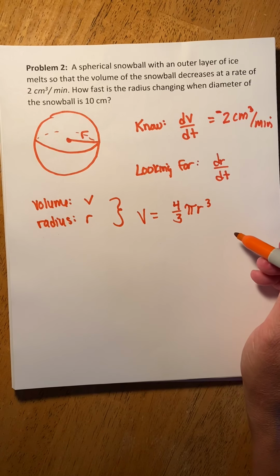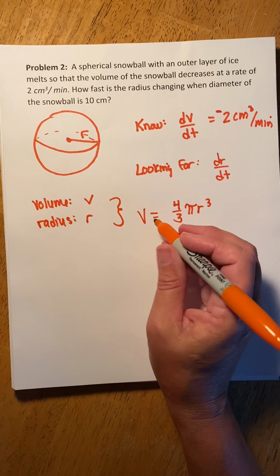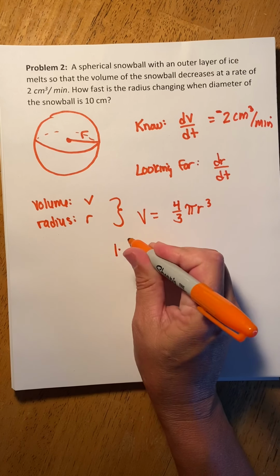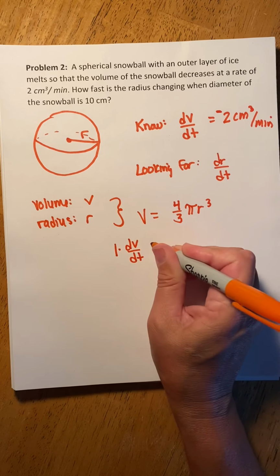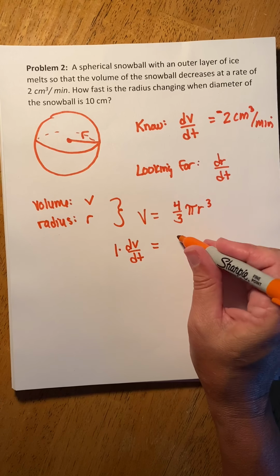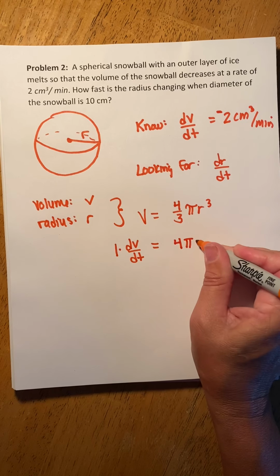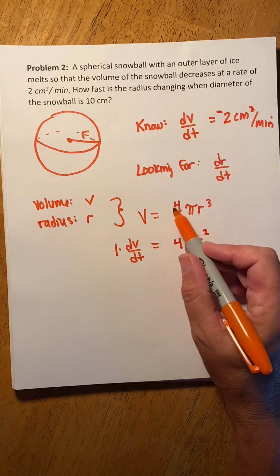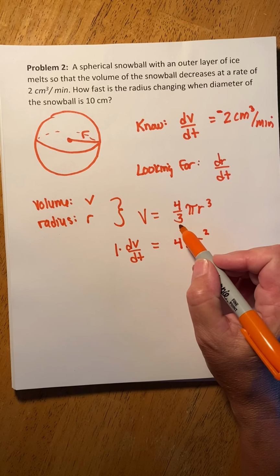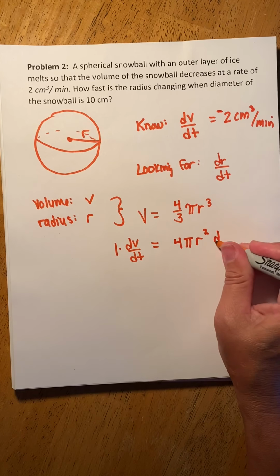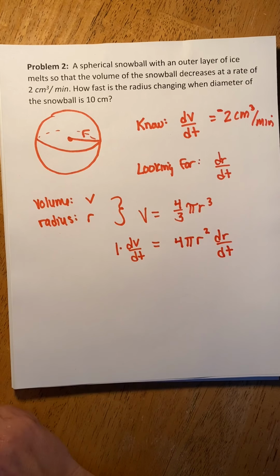So now we're going to take the derivative of both sides with respect to t. The derivative of V is 1. Then tag on d variable dt. Bring the 3 out front. So we get 4 pi r squared, because when we bring the 3 out front, it cancels with the 3 in the denominator. And then we're going to tag on d variable dt.